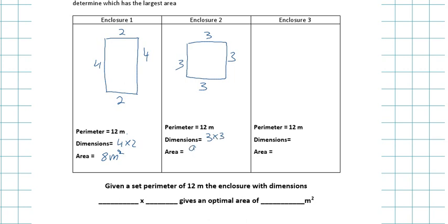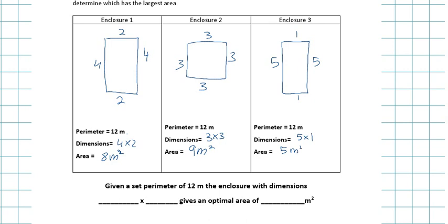Okay, give me one more example. 1, 1, 5, 5. If I add all the sides, it will give me 12 meters. My dimension is 5 by 1. What's my area? 5, because 5 times 1 is 5.